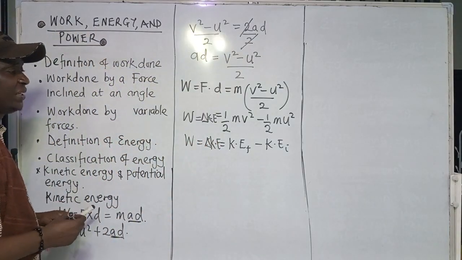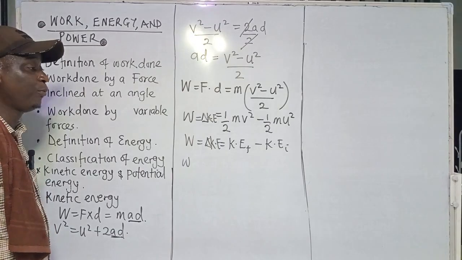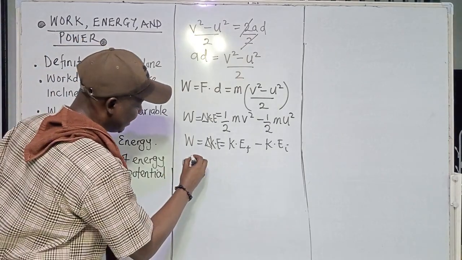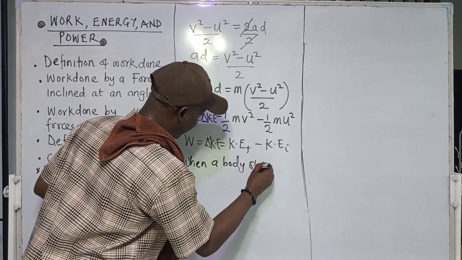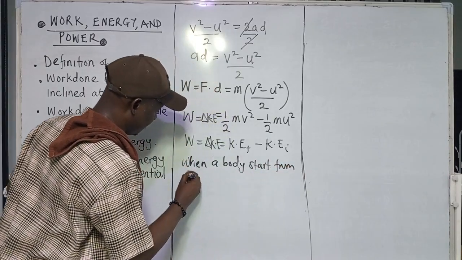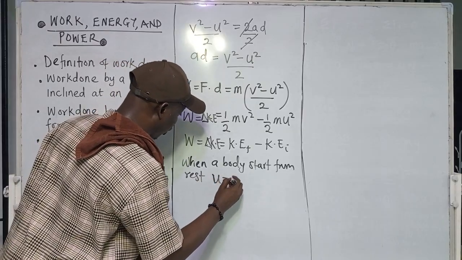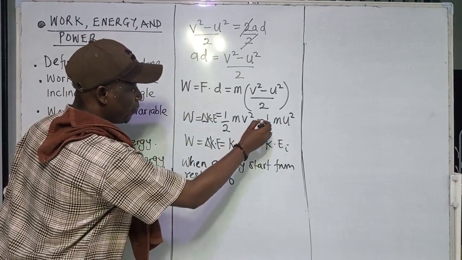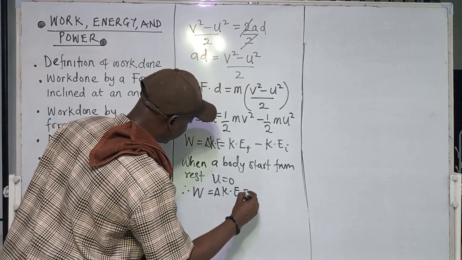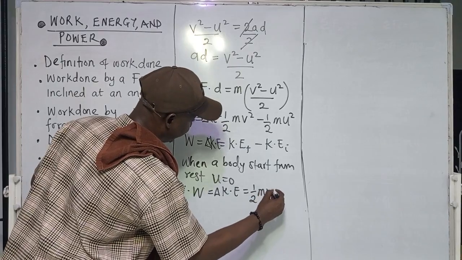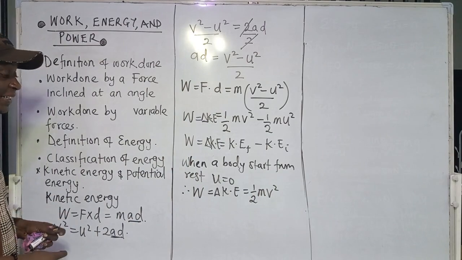But listen, when a body starts from rest, that means U is equal to 0. Put U equal to 0 here. The formula becomes work done equal to the change in kinetic energy, which is now half mv squared. This is the proper formula for kinetic energy.